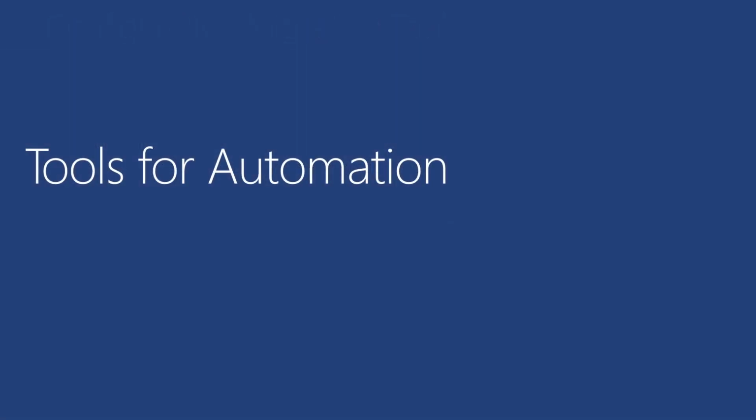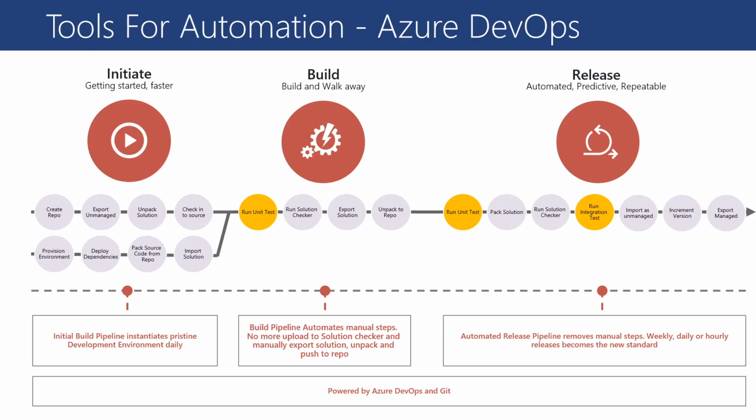Now let's discuss some of the tools necessary for automation of your build and deployment processes. Azure DevOps gives you unique functionality that can assist you at every stage of your build and deployment cycle, from initiate to build to release. The initial build pipeline can instantiate a pristine development environment every day. The build pipeline automates manual steps. You don't need to upload Solution Checker and manually export the solution, unpack it, and push it to the repo.